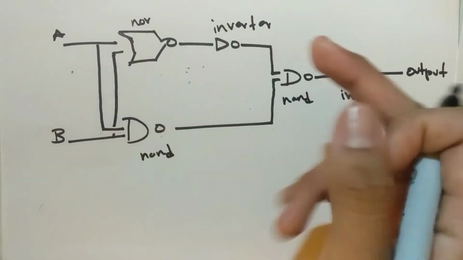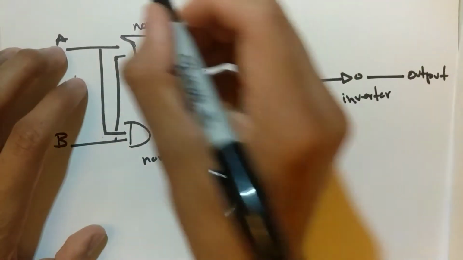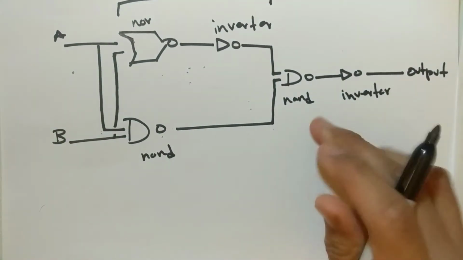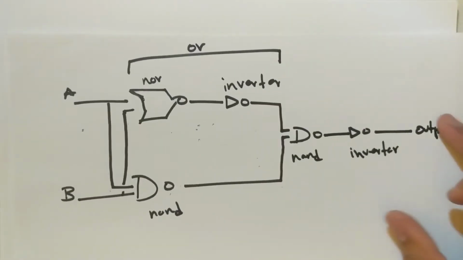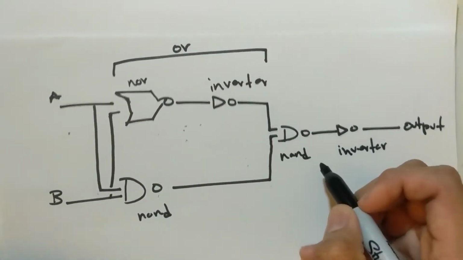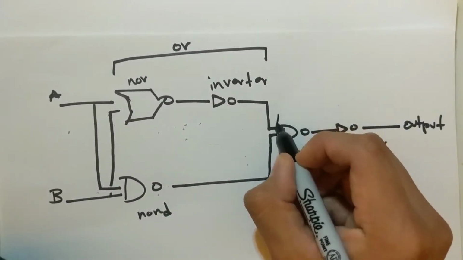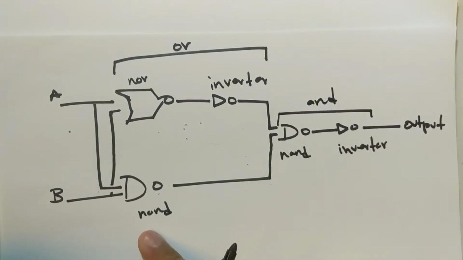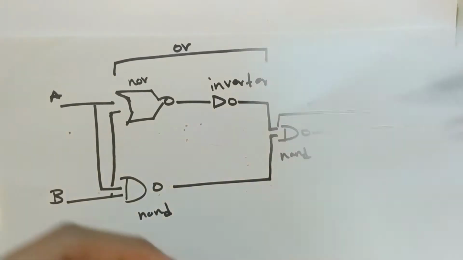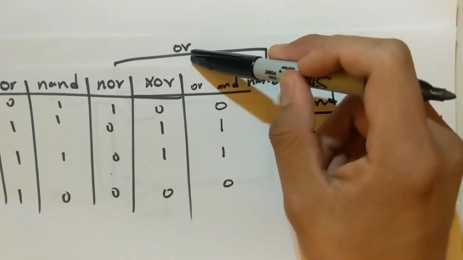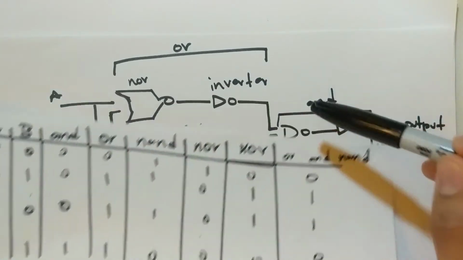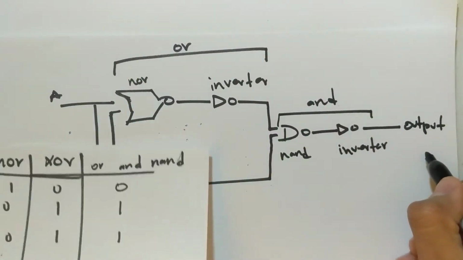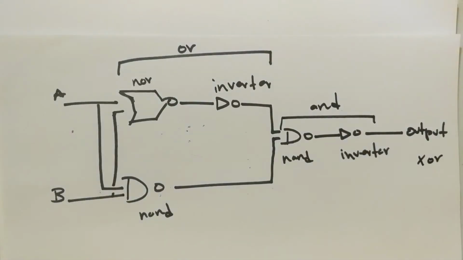What's NOR? Not OR. What's the inverse of not OR? Basically OR. So all of this is just OR, right? What's NAND? Not AND. What's the inverse of not AND? Just AND. So this is AND, and this is not AND, right? So just like in our truth table, we have OR, AND, not AND, basically equals XOR, right?